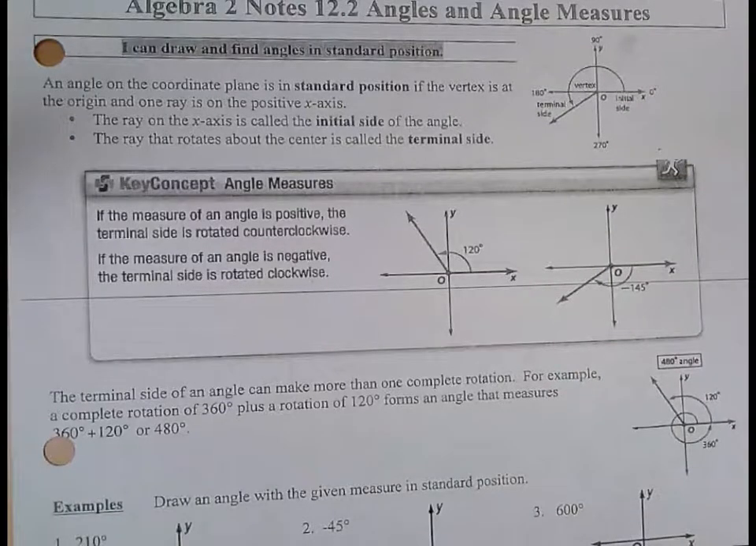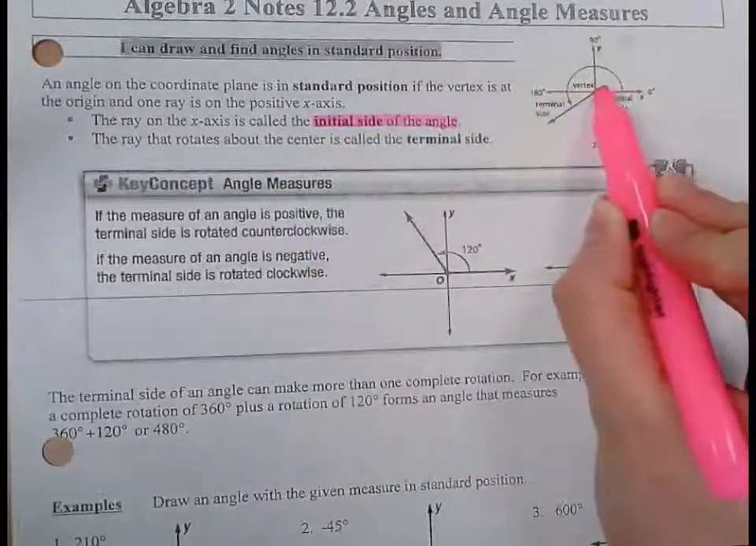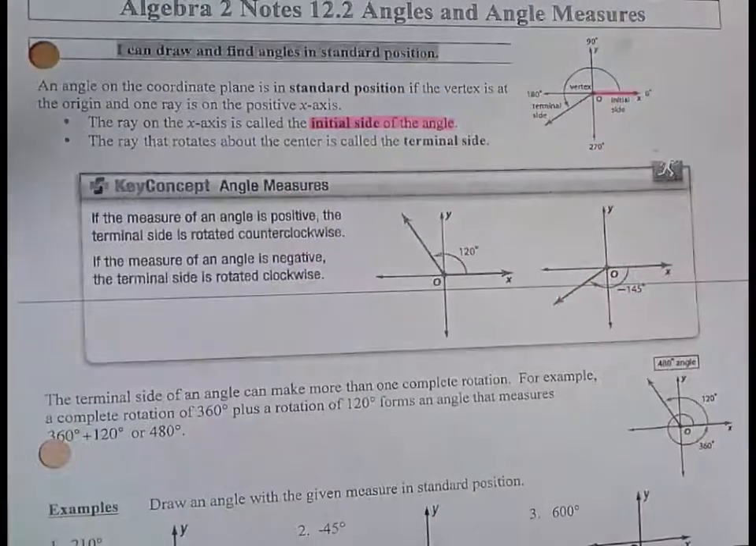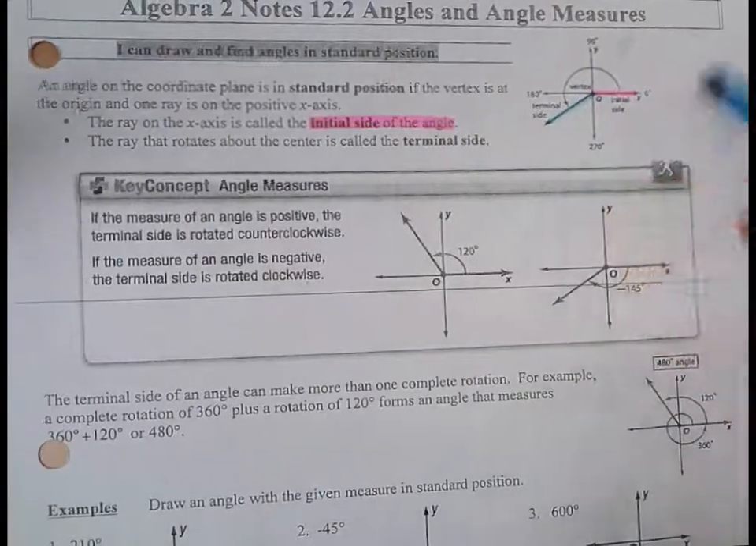And the ray that is on the x-axis is called the initial side of the angle. So this here, for the angle that's drawn, would be the initial side, that ray. And the ray that rotates about the center is called the terminal side. So this would be the terminal side here.